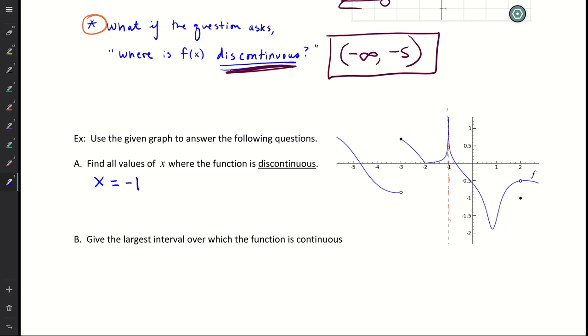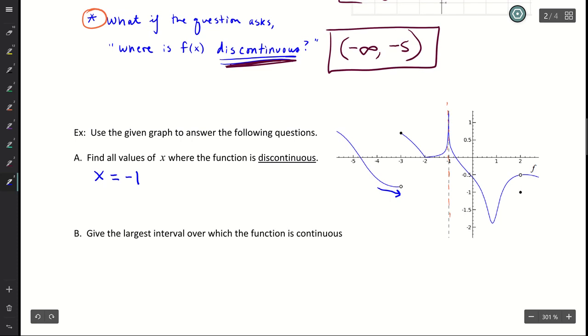Now, there's a couple of other things that we consider. We're looking at places where maybe the limit doesn't exist. Well, over here, we see if we approach, let's say, -3 from the left, it looks like we're getting a y value that's negative down here. But then if we approach -3 from the right, it looks like we're getting a y value that's positive. So that limit is not going to exist at -3. So that would be another x value where we have a discontinuity. If the limit doesn't exist, then we're not going to have a continuous point there.